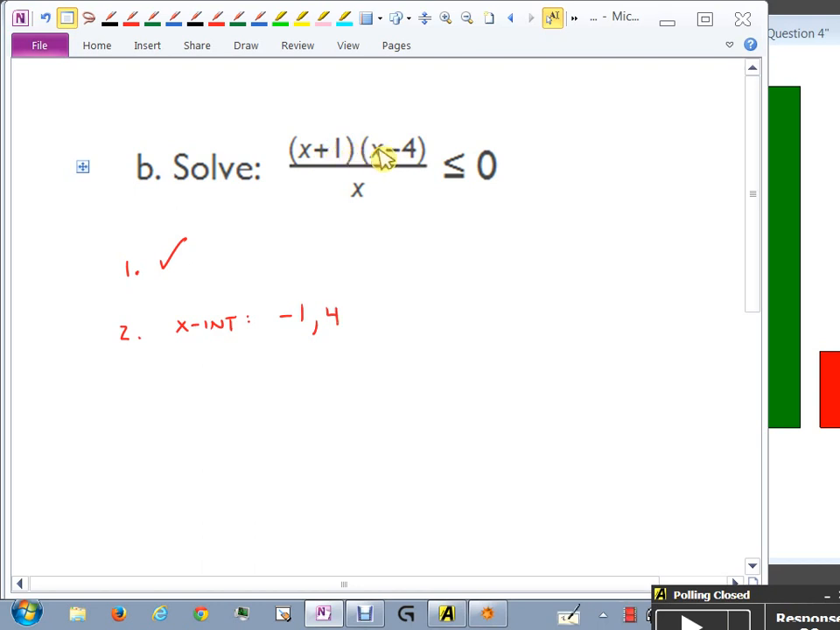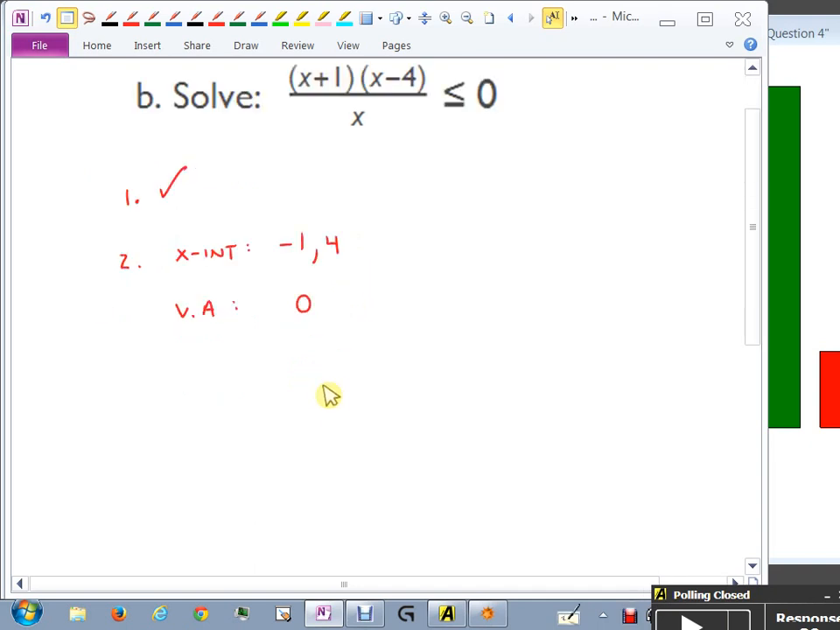I set each factor to 0. How about my verticals? Set the denominator equal to 0, x equals 0. That's your answer, 0. Third step is to make a number line and break up that number line using those numbers. So I'm going to use, let's see, negative 1, 0. Nope. I mean, they're not useful. Yeah, for answering the question we want to answer, they're not useful.